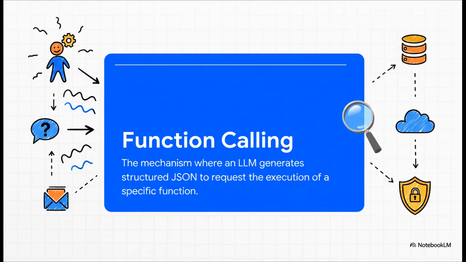So if tool use is the what, then function calling is the how. And this is the really clever part. The LLM doesn't write or run any code itself, no way. Instead, it cooks up this really structured request, usually in a format called JSON, and that request basically says, hey, application, can you please run this specific function for me with these exact details?